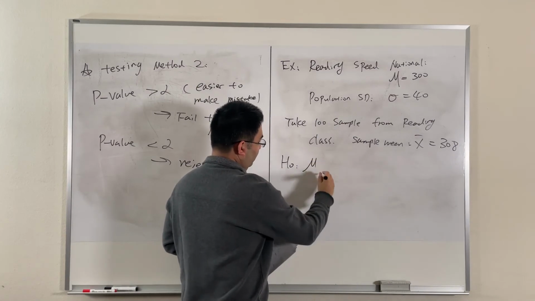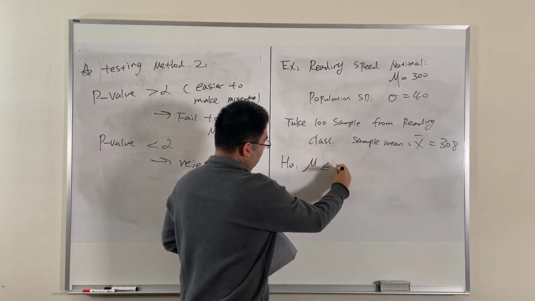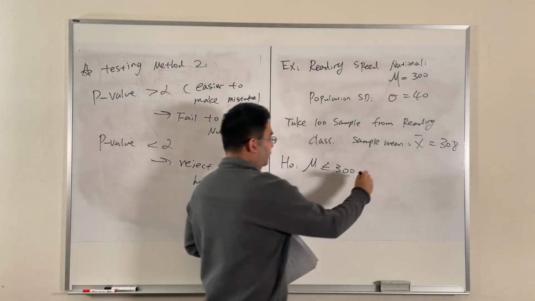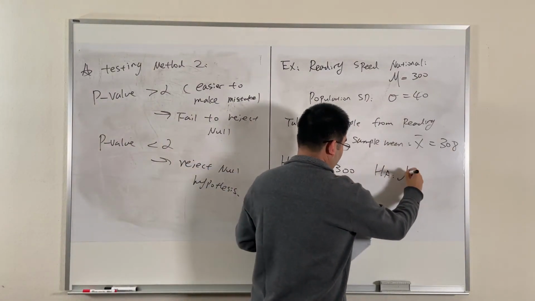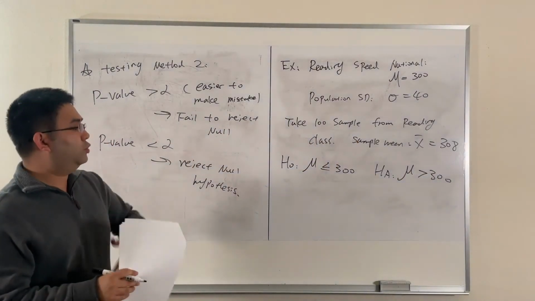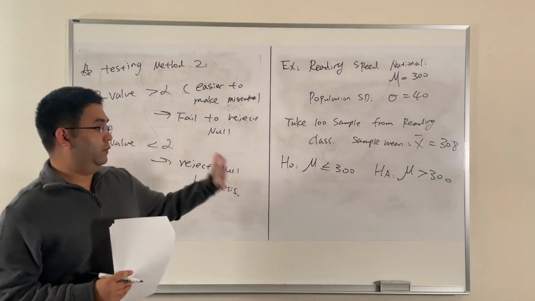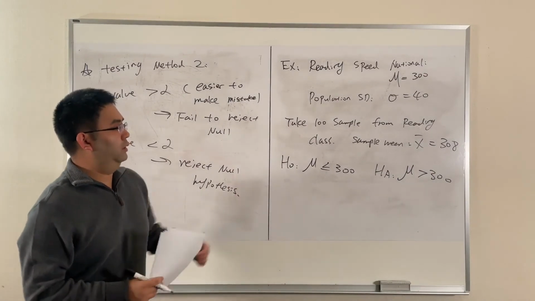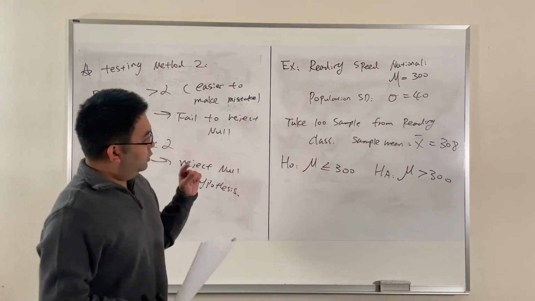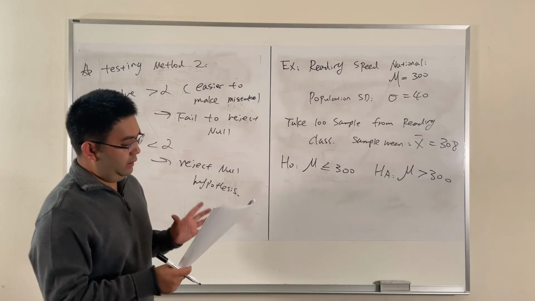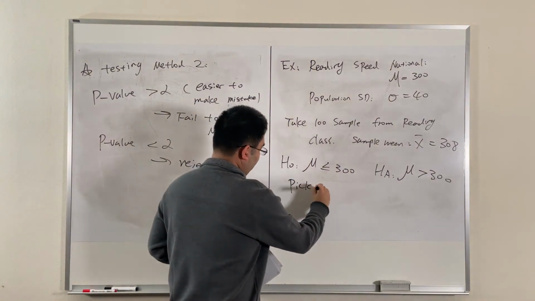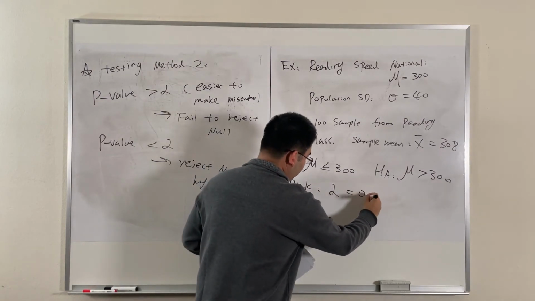So you're looking at the population, then for people, mu is less than or equal to 300. And then the alternative is mu greater than 300. Okay. So you need to be greater than 300 to be helpful, right? You need to be above the national mean to be helpful. And before we move on to the next step, let's pick a significance level. So let's pick our significance level alpha equals 0.01.